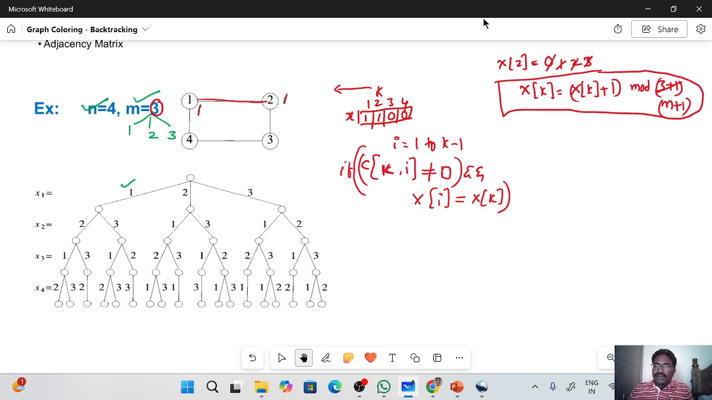If the color is not legally valid, then go for the new color, and you want to find all possible solutions. So you can update x of k as x of k plus 1 modulus M plus 1. So when it is not possible, then I simply go with x of k plus 1 modulus M plus 1. I will update. So that means when 1 is not possible, then I go for this 2.